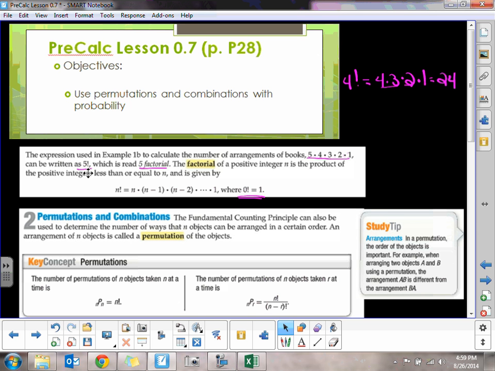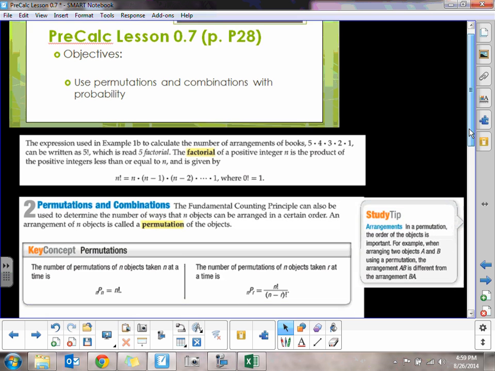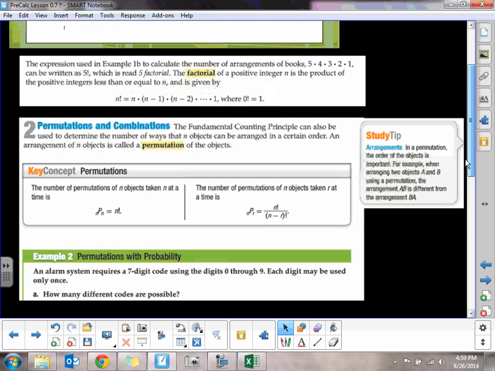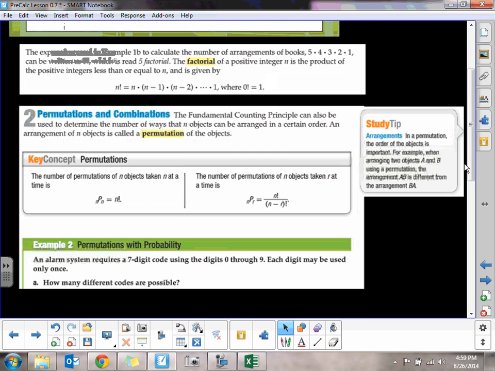Now we're going to make a distinction between permutations and combinations and use those to help us find probabilities in experiments or in situations that come up. So permutations and combinations, the fundamental counting principle, can also be used to determine the number of ways that n objects can be arranged in a certain order. So what's important to think about here is that we have n objects that we're going to arrange in a certain order. So order is going to make a difference.